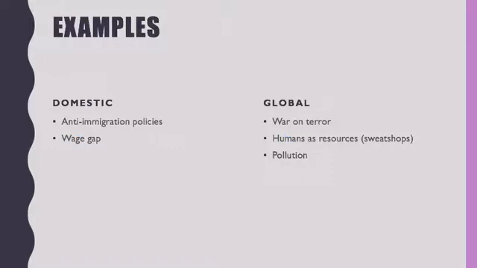Through gendered lenses, we can see some examples of domestic issues that perpetuate inequality and xenophobia, like the anti-immigration policies of America currently, as well as the wage gap. In a global sense, we see the war on terror fueling fear, inequality, and hatred. We also see the use of humans, and particularly females, as resources, and the detrimental effects of pollution in the name of advancing a society without regard to others and the environment.